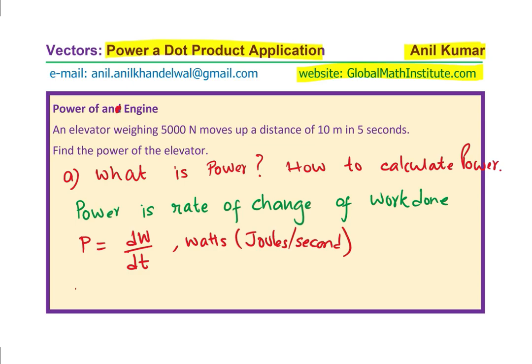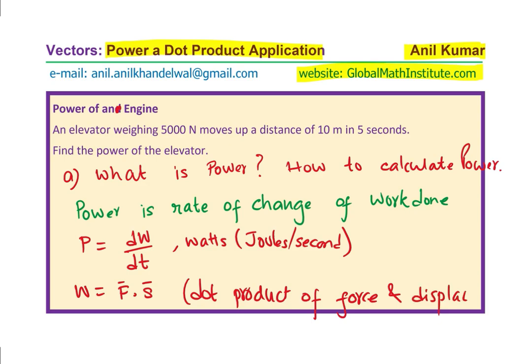Now, you know that work done is the dot product of force and displacement S, right? So it is the dot product of force and displacement. So now, what is power? You can derive the formula from here. Perfect. So at this stage, I'd like you to pause the video, answer the question, and then look into my suggestions.